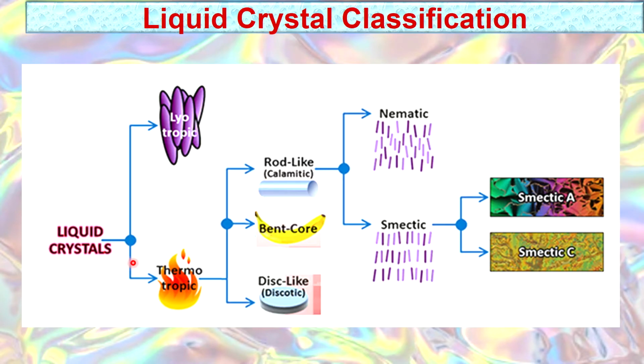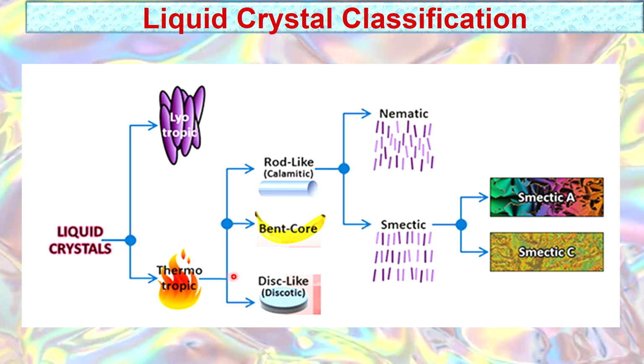This shows the various classification of liquid crystal. Liquid crystal is broadly classified into lyotropic and thermotropic. In thermotropic liquid crystal, the phase transition changes with an increase in temperature, whereas in lyotropic liquid crystal, the phase transition occurs by adding or removing solvents.